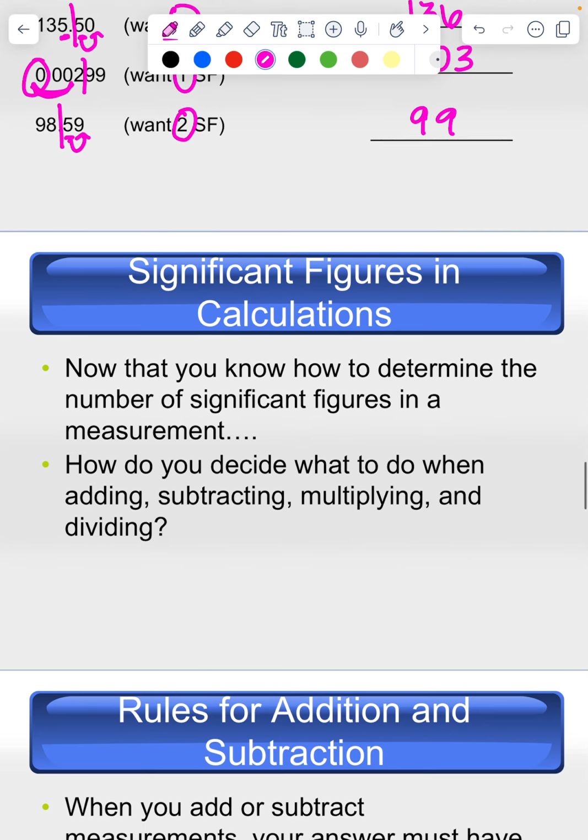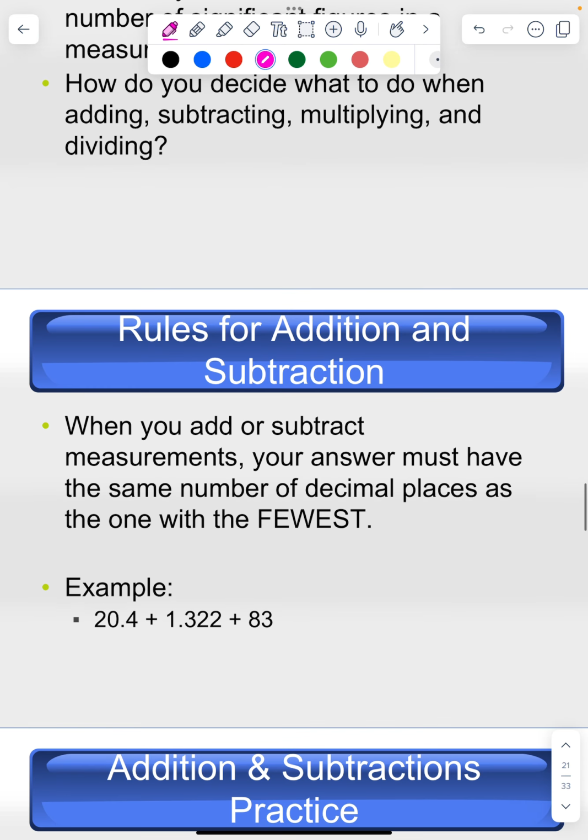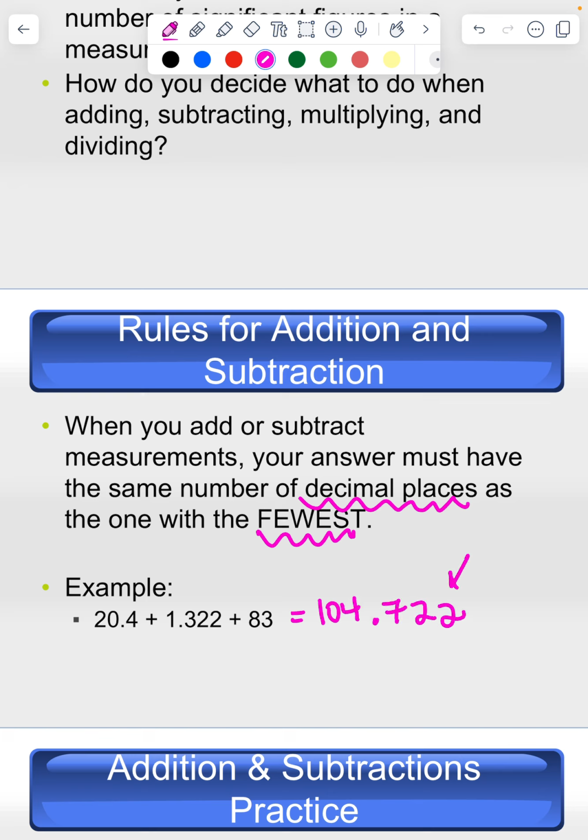All right, so if we have addition and subtraction, we look at the fewest number of decimal places. So if we have this example, 20.4 plus 1.322 plus 83, that is going to give us an answer of 104.722. Remember, I always want you to write out your raw answer. I want to see your entire raw answer.